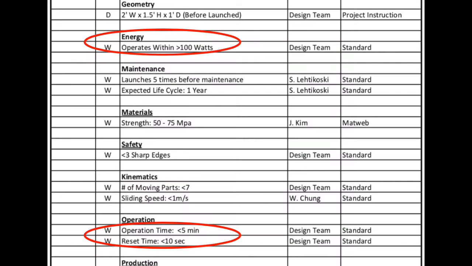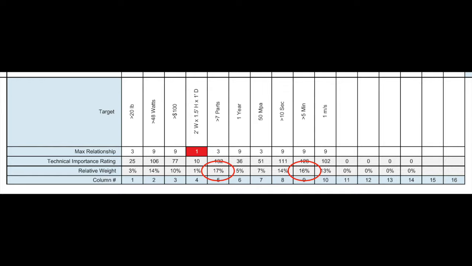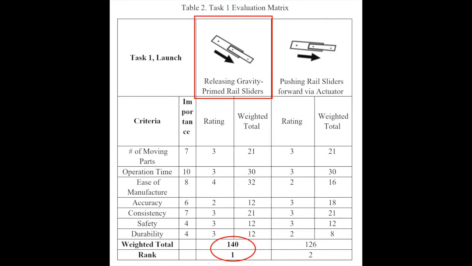So how did we actually decide between all these different designs? Well, first we determined a couple of important criteria taken from our specification list in the House of Quality to evaluate each of them using an evaluation matrix. For task 1, as you can see, they decided to use primed rail slides that only need to be released rather than pushed. This was mechanically simpler, contributing to the ease of manufacture criterion and made it a better choice.